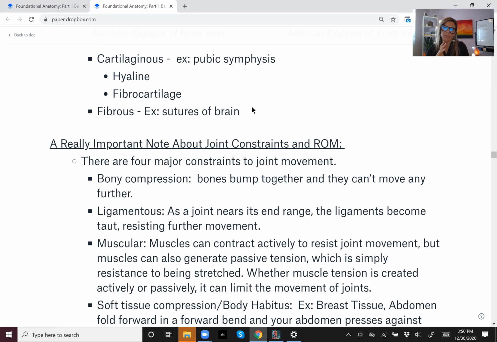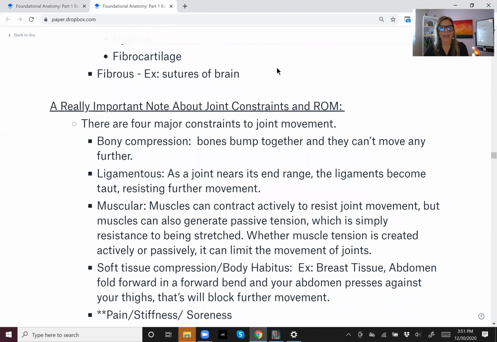So when we're talking about a joint, there can be some major constraints to actual joint movement, and that's important when we're looking at alignment in our students. So the first really important concept is this idea of bony compression. When the bones bump together, even though there's that joint, if it's a synovial joint, there might be a little bit of space there, but when they come to the point when the angle can't go anymore, then they just can't move anymore.